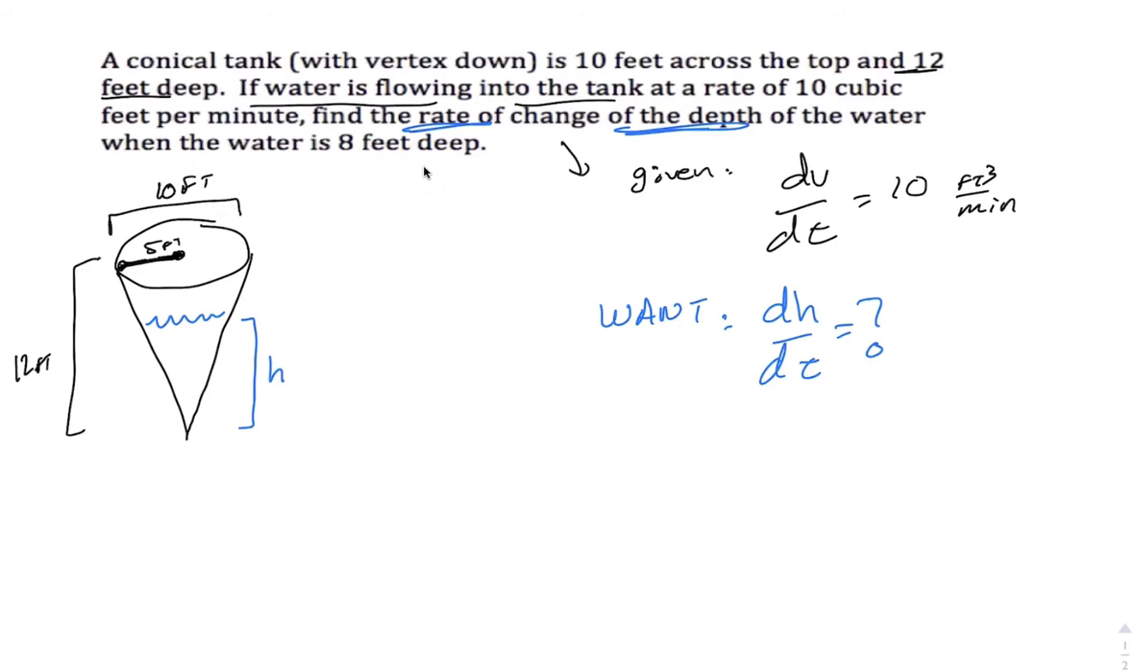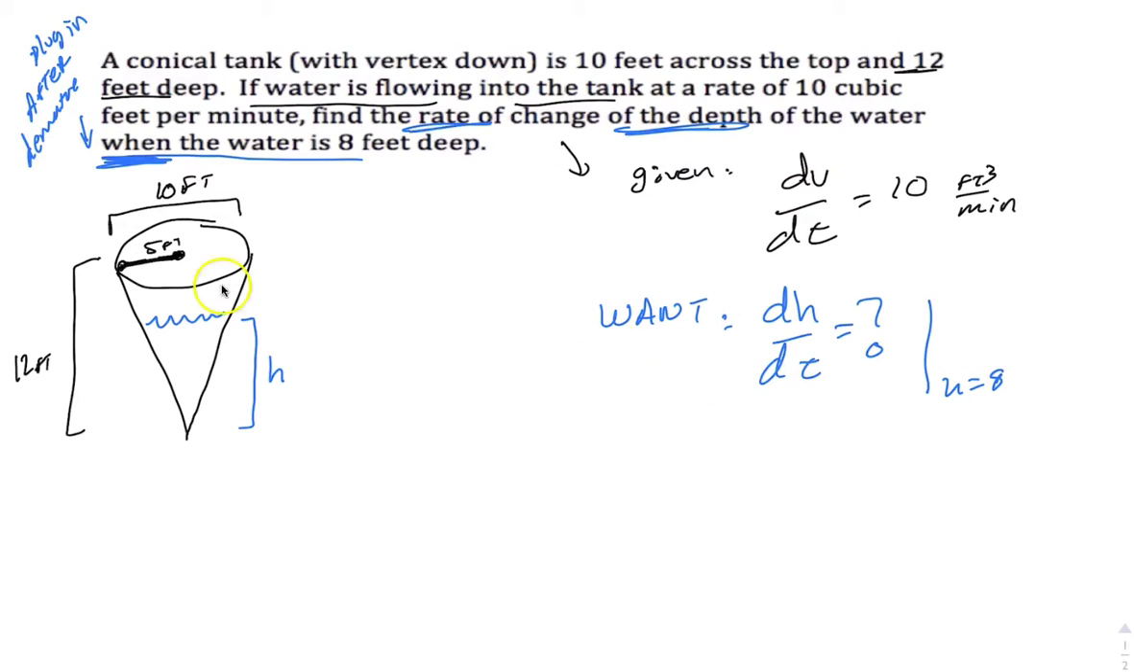Again, notice we talked about this before, but when is a keyword here. That means that this is a variable. It's not a constant. We can only plug this in after we take the derivative. Because they're saying, hey, when this water happens to be 8 feet deep, how fast is it rising? So you only plug that in after we take the derivative. Very important. When you see the word when, it means after the derivative. Okay, so that's our given.